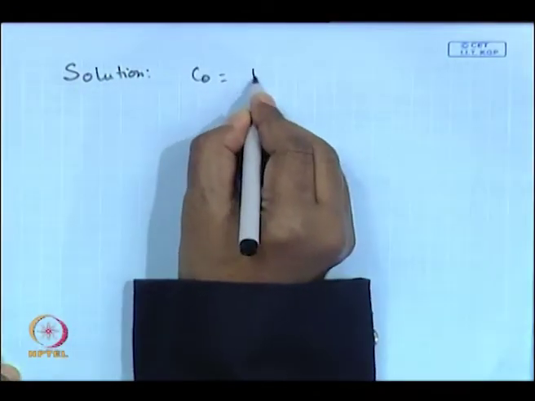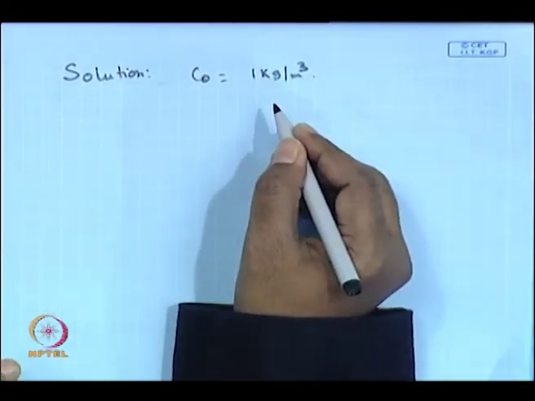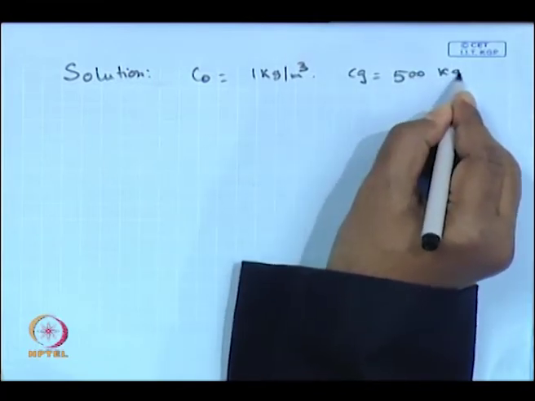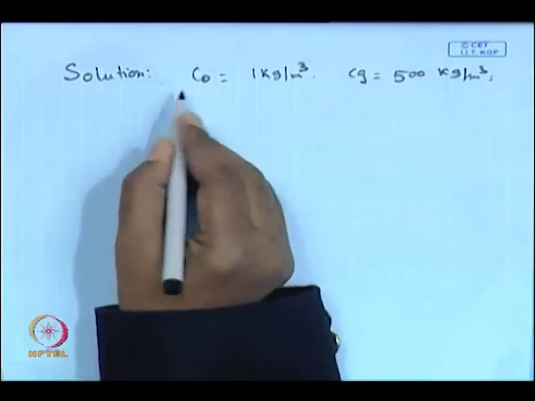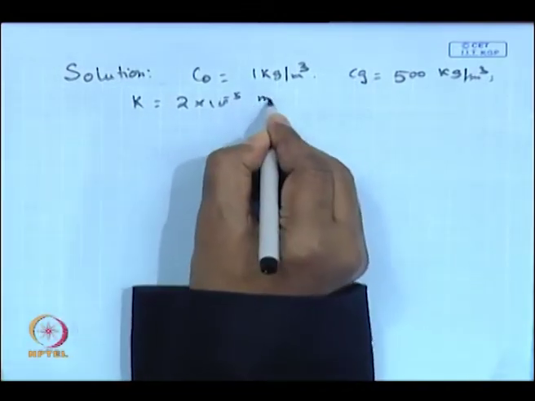Your C naught is 1 kg per meter cube, that is the feed concentration, that is Cb bulk concentration at time t is equal to 0, that is the initial concentration of the feed. Cg is given as 500 kg per meter cube. So, these are the informations, let us write them down. Mass transfer coefficient is given as 2 into 10 to the minus 5 meter per second.